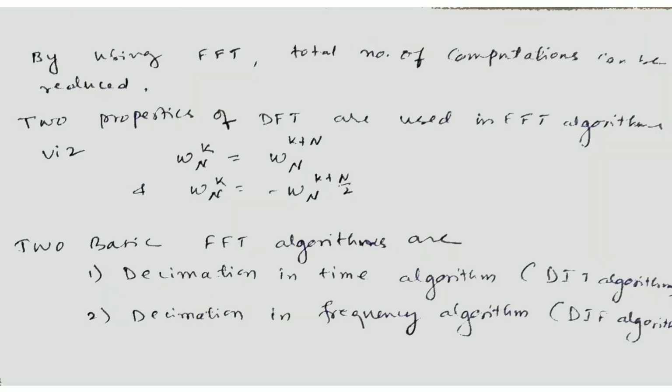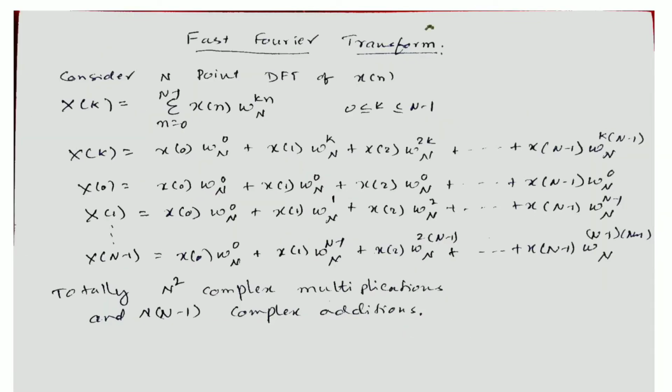Since we have to vary the value of k between 0 to N minus 1, first we substitute k equal to 0 and then we get X(0) equal to x(0) W_N power 0 plus x(1) W_N power 0 plus x(2) W_N power 0 etc. up to x(N minus 1) W_N power 0. In this way, we will be able to get all the values of the DFT, that is X(0) to X(N minus 1).